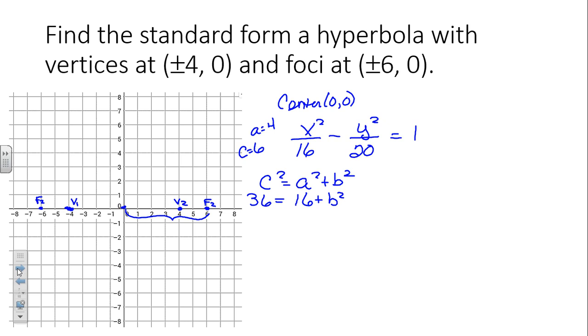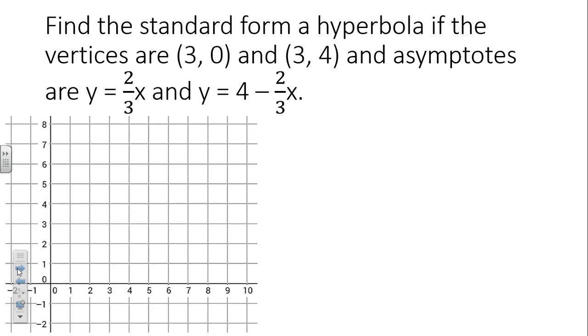So now we found the standard form. We're done. You can find the asymptotes if you want to, but I want to give you time to work on your assignment. So we got a couple more examples to go. Anybody have questions on this one? All right. Here comes the next. Find the standard form of the hyperbola if the vertices are 3, 0 and 3, 4. And they give us asymptotes this time.